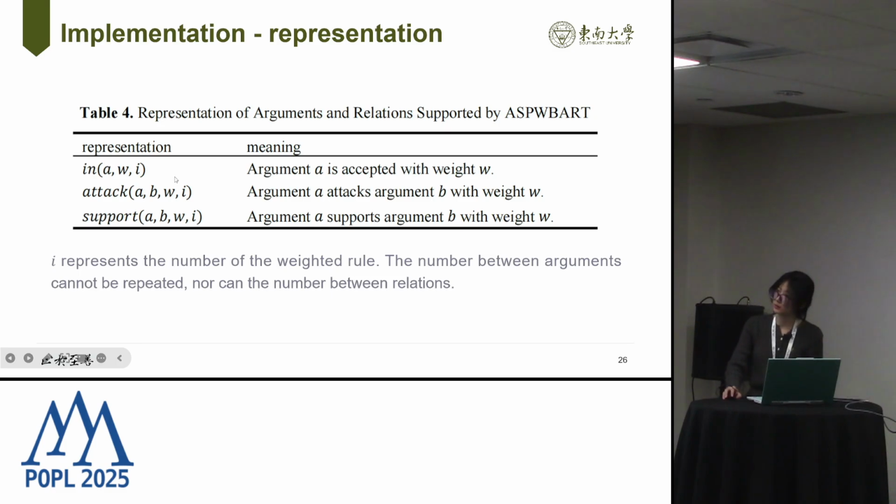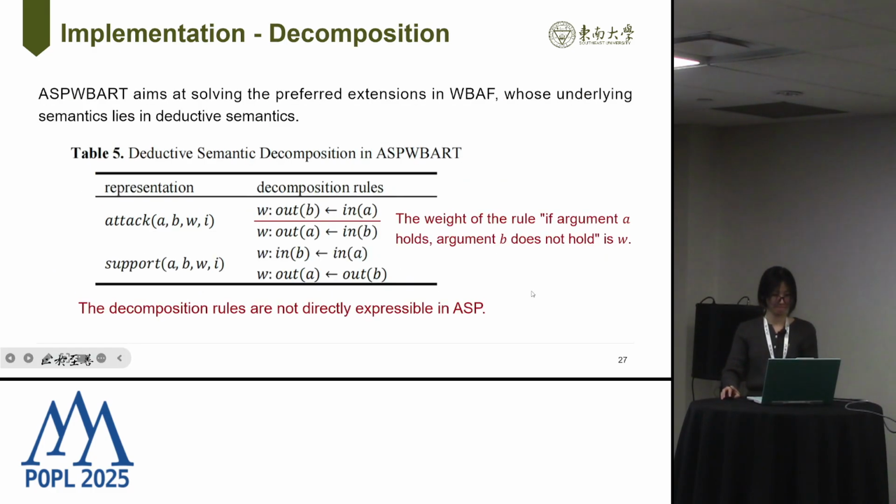Firstly, we design the representation of arguments and relations supported by ASPWBART like this. They denote respectively weighted arguments, weighted attacks, and weighted supports. ASPWBART aims to solving the preferred extensions in weighted bipolar argumentation framework, whose underlying semantics lies in deductive semantics.